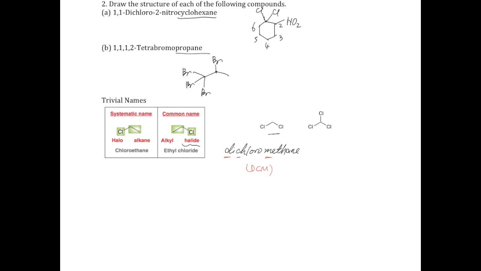So common name wise, we can also name this as a substituent, and then halide, chloride. So CH2, we call it a methylene group. So we can call it methylene.